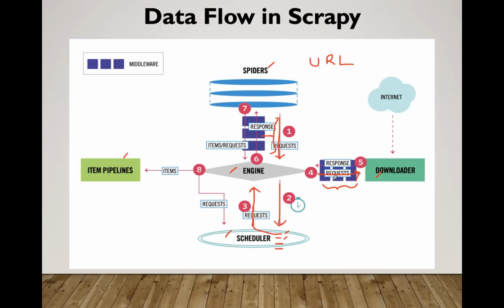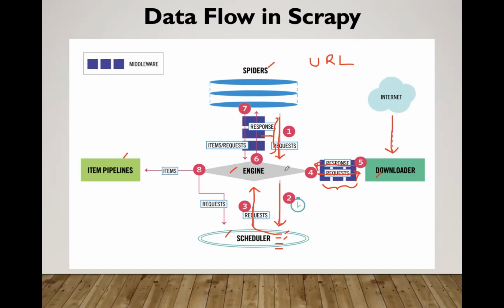So how will it send that? Through the middleware. And this middleware is called the downloader middleware. Next, the downloader downloads the requested web page from the internet. So it received one request, right? That web page will be downloaded by the downloader, which generates a response and sends it back to the engine. So that response will be sent back to the engine.